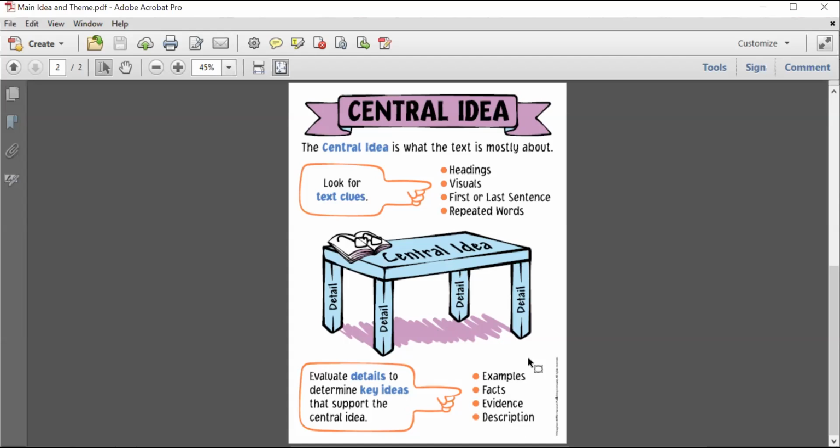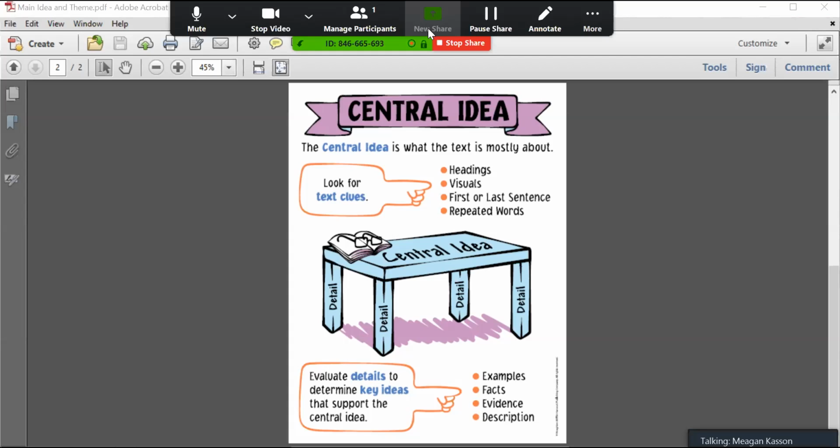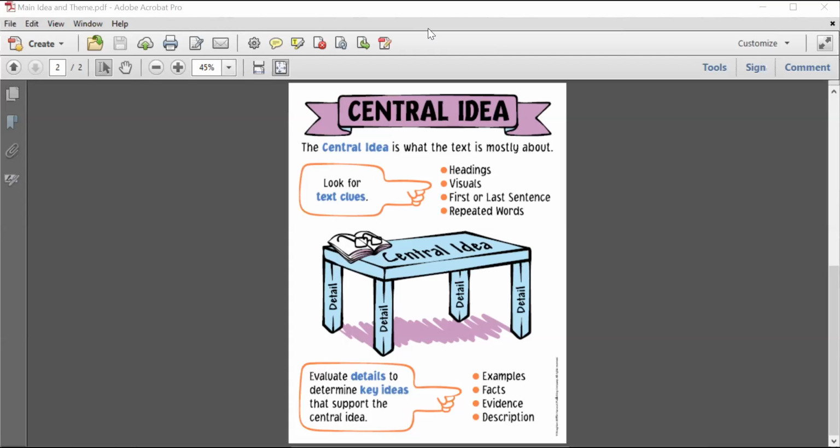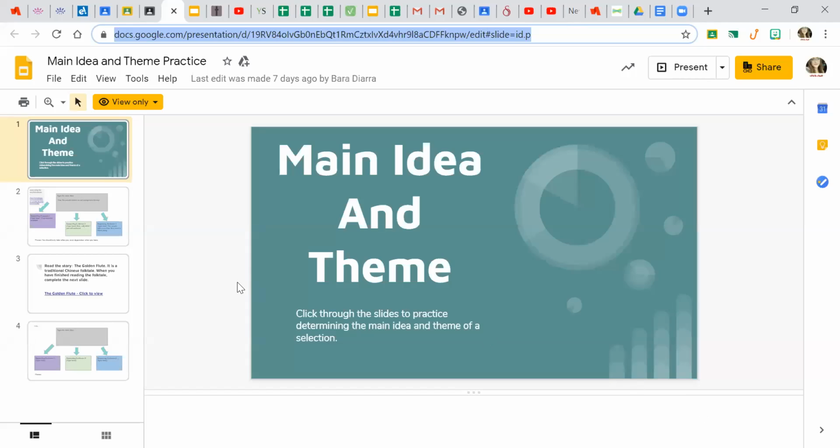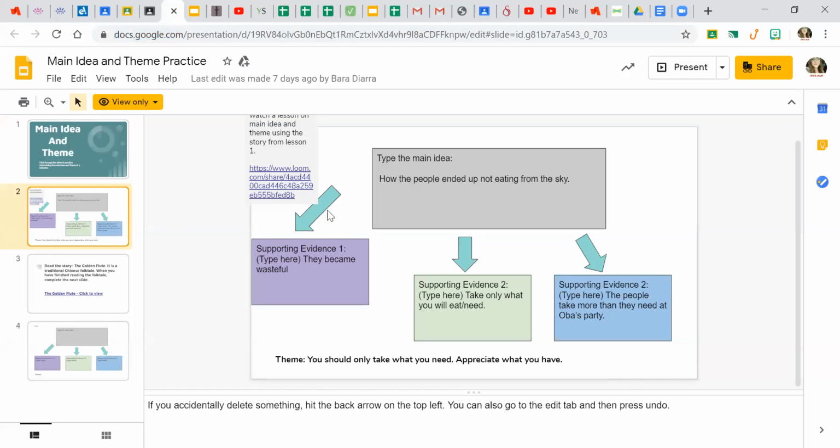Now I'm about to share the screen that goes over the assignment that you will be using today. Okay, here it is. Okay, it says click through the slides to practice determining the main idea and theme of a selection. Okay, so let's go to our next slide.